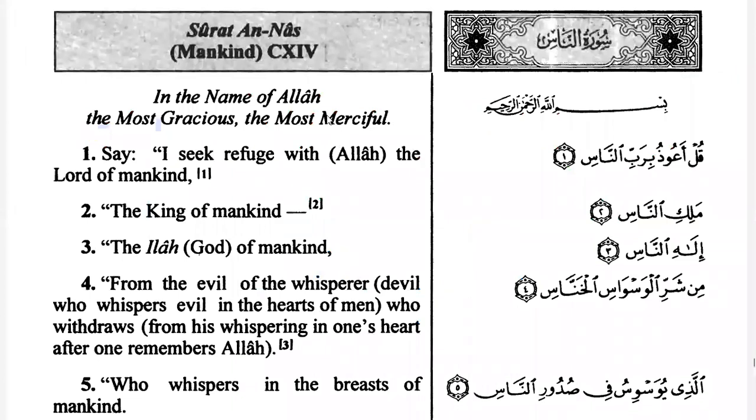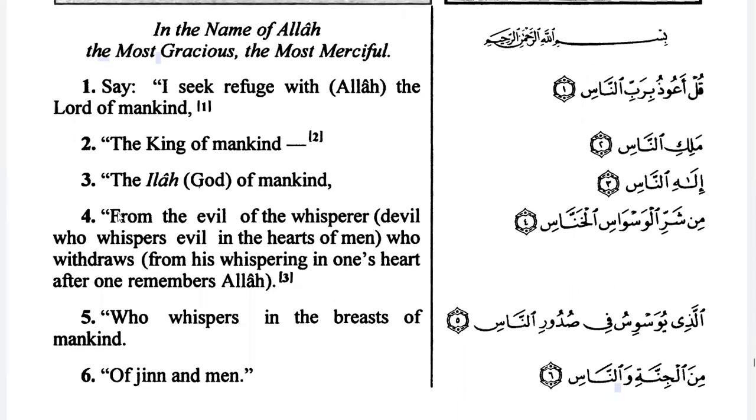So let's see from which things we ask protection. Read this. I seek refuge with Allah, the Lord of mankind, the King of mankind, the God of mankind. So here three characteristics of Allah are mentioned. First, Lord of mankind. Second, King of mankind. And the third, God of mankind. So we are asking protection from him.